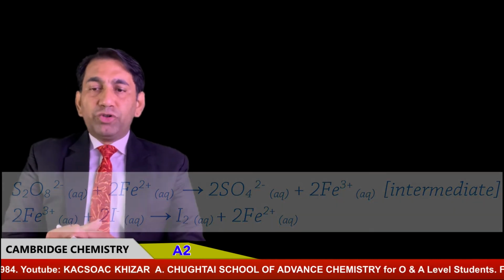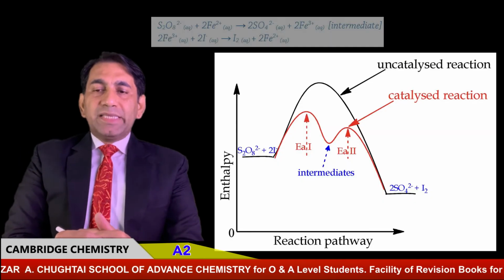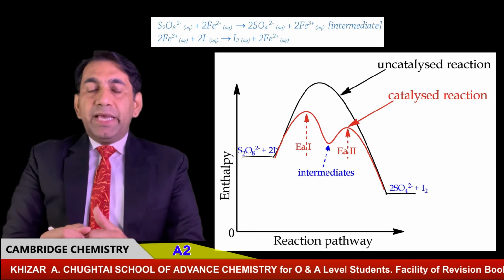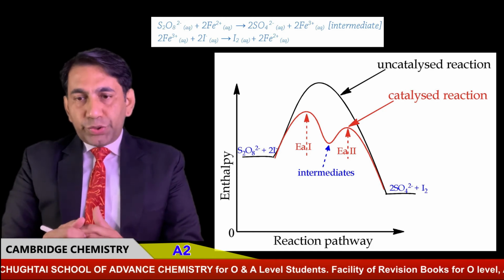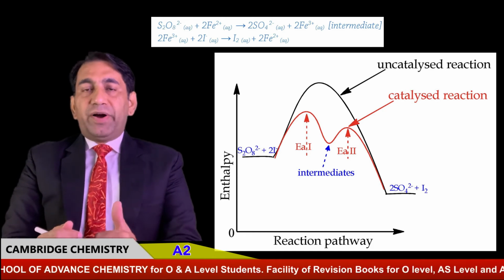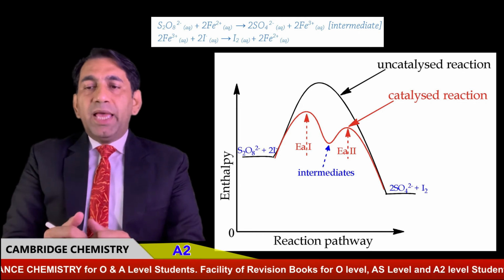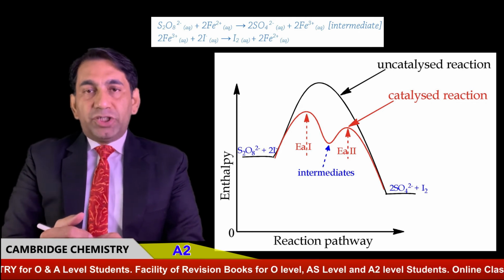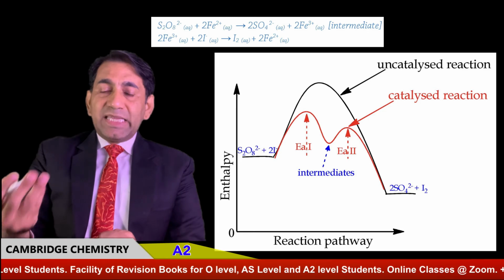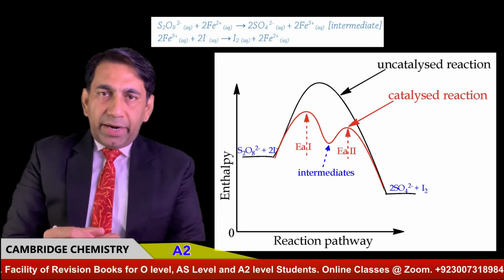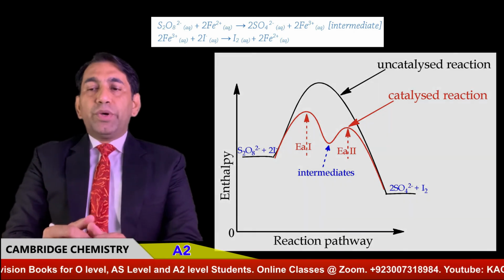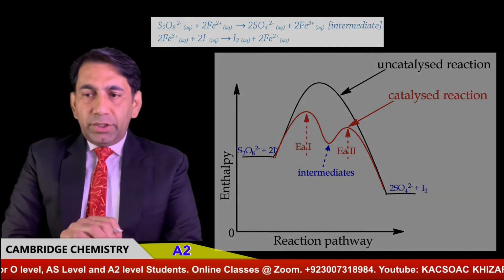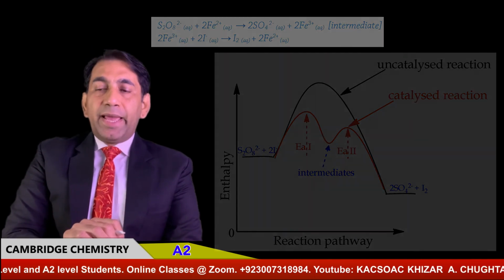This reaction can be visualized in the enthalpy profile diagram. In this diagram, basically, when we put in the catalyst, the reaction changes into two steps. First is the formation of iron 3 from iron 2 as an intermediate, and the formation of sulfate ion. And then the next step is when iron 3 reacts with the iodide ion to make iodine. So in this way, this reaction goes to completion by making sulfate ion and iodine.